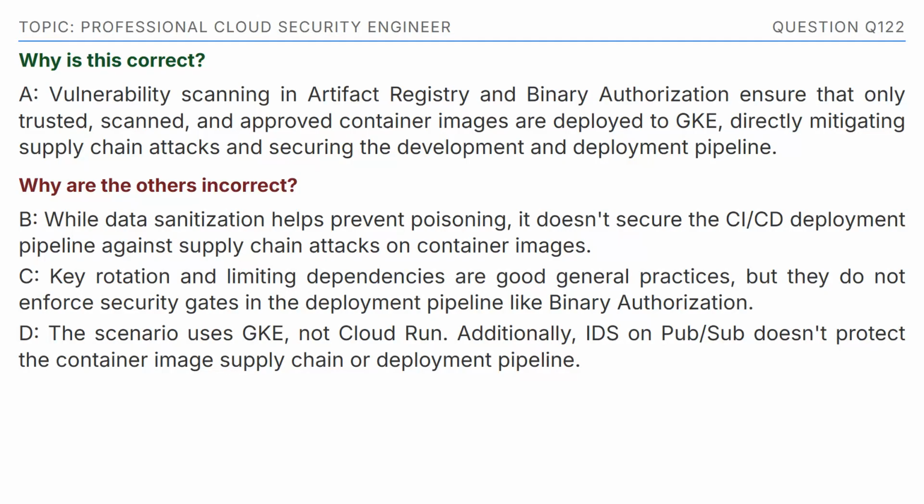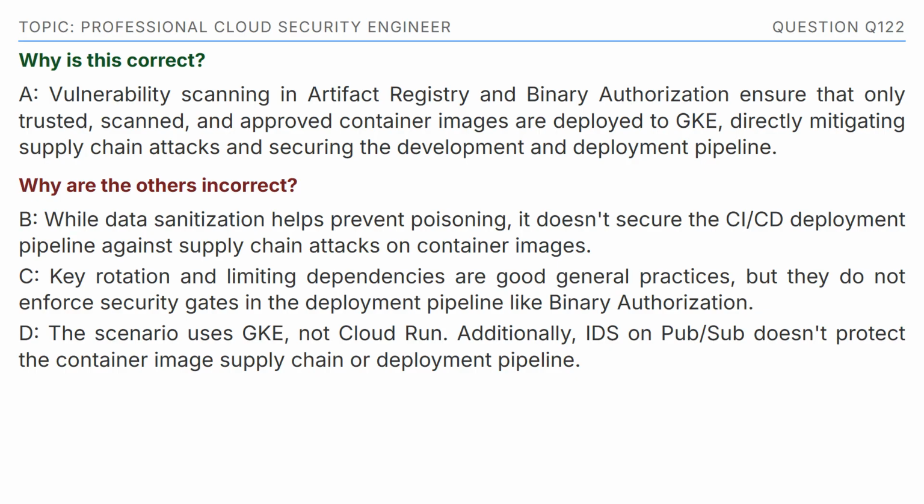Why is this correct? A. Vulnerability scanning in Artifact Registry and binary authorization ensure that only trusted, scanned, and approved container images are deployed to GKE, directly mitigating supply chain attacks and securing the development and deployment pipeline. Why are the others incorrect?